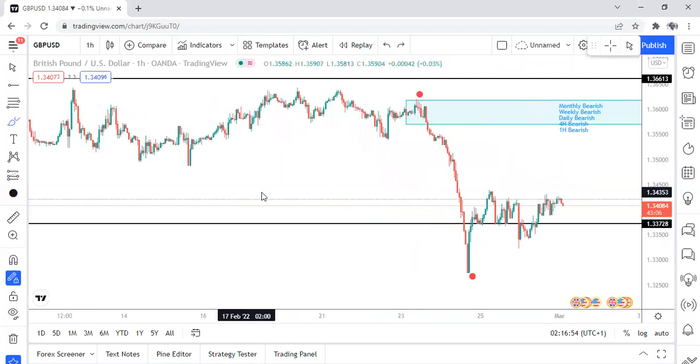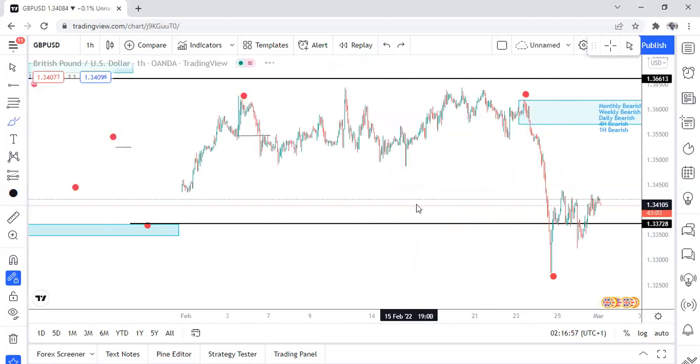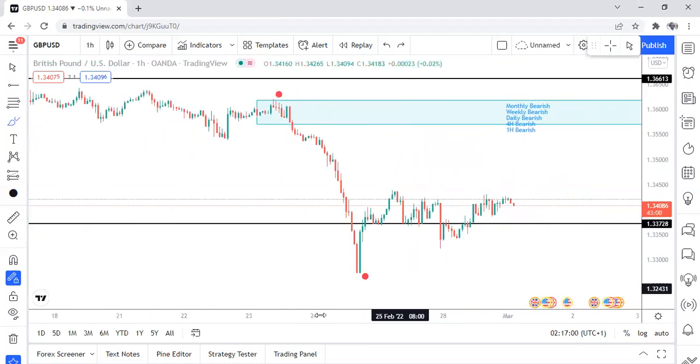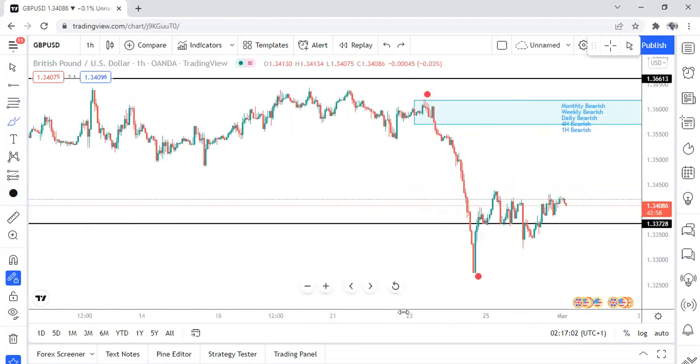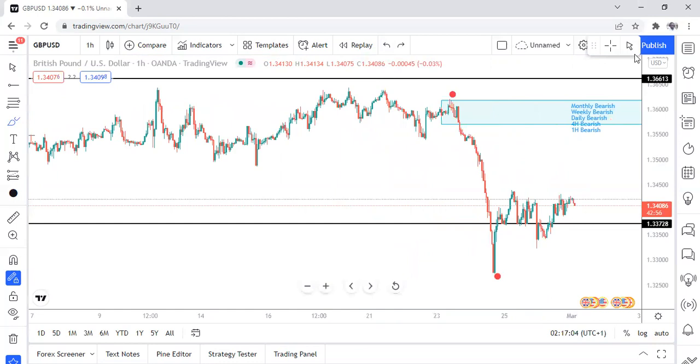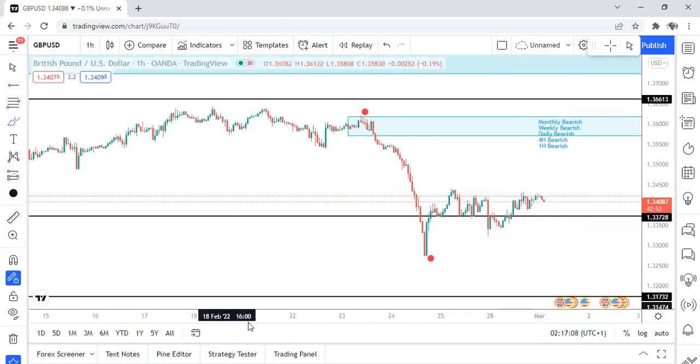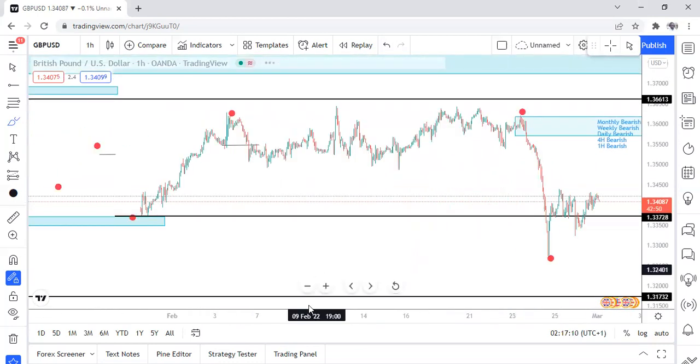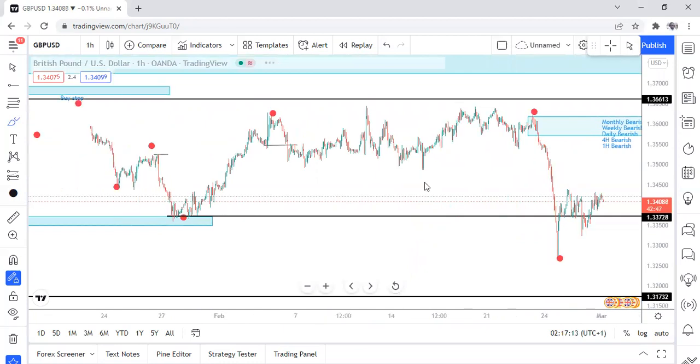So now, looking at this chart. Let me minimize it so that you can see what I'm doing. All right, good. Looking at this time frame.